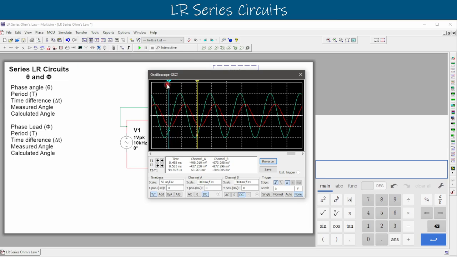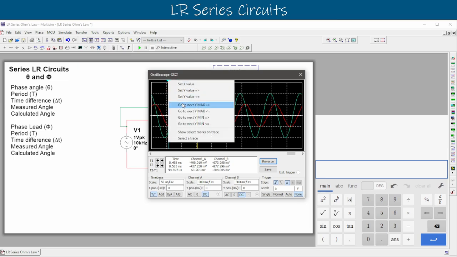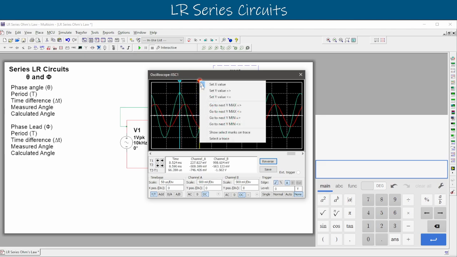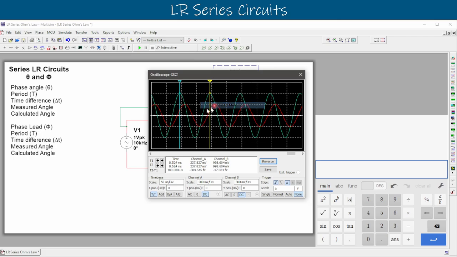The first probe line, we want to right click and go to next Y max. That's at the top here. The second probe line, we want to do the same thing. We want to right click and go to next Y max. We just want to make sure that they're on separate peaks, two different peaks that are kind of side by side right here. We're looking to find the time interval it takes us to do one full cycle rotation.